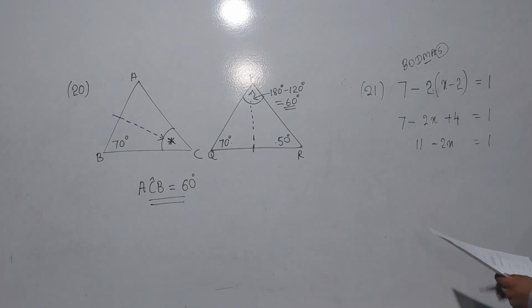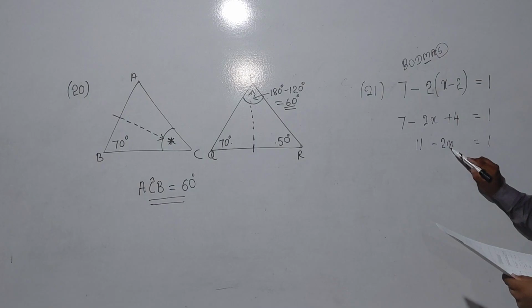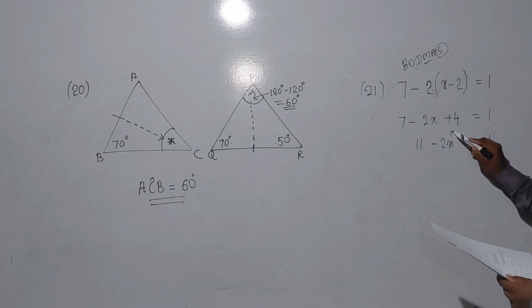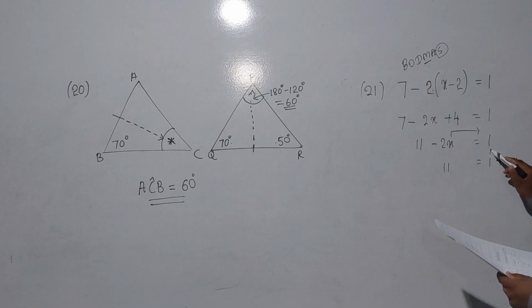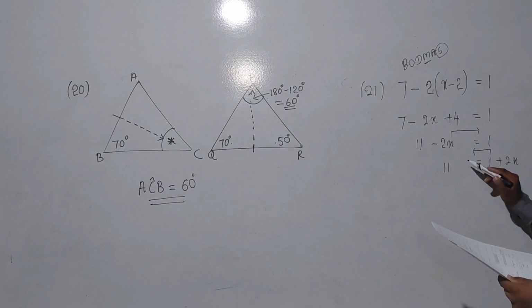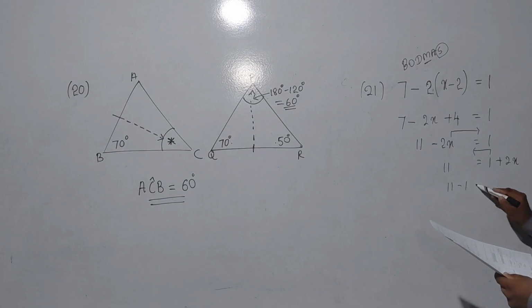In the final answer, the algebraic value cannot be negative. So we are taking this minus 2x to the other side. So it will give you 11 equals 1 plus 2x. Then we take this 1 to the other side. When 1 goes to the other side, plus 1 becomes minus 1. So 11 minus 1 becomes 2x.